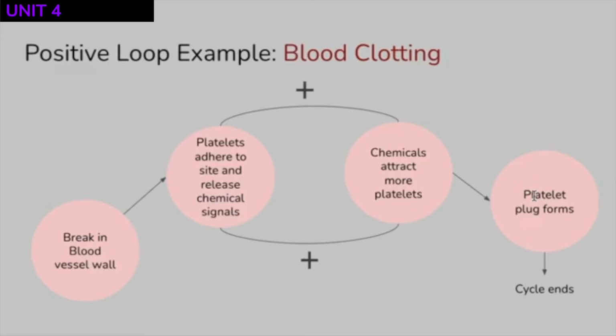Then the cycle ends, we don't have any more chemicals to attract more platelets because we don't need them anymore. Similar with childbirth. Once the child is delivered, the contractions don't need to amplify because the goal has been achieved.